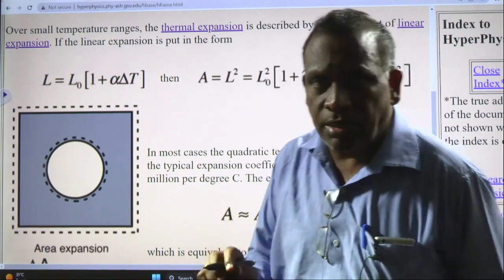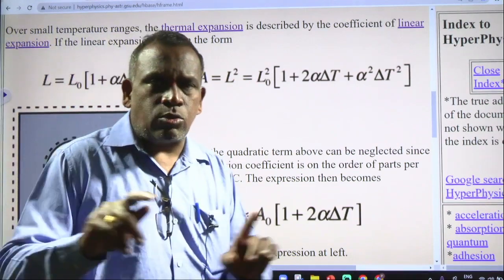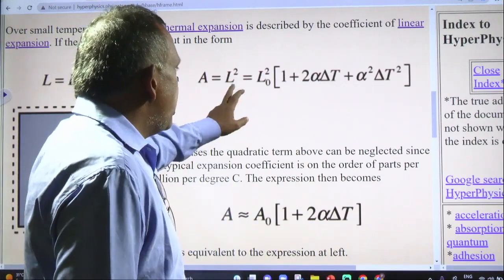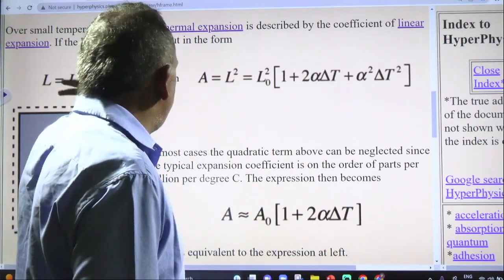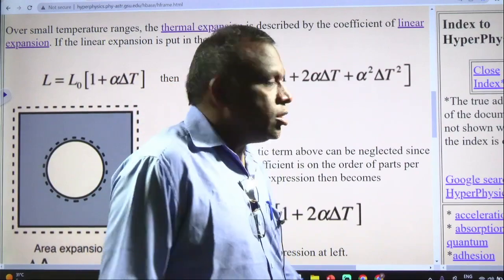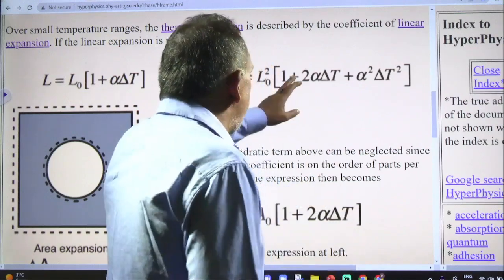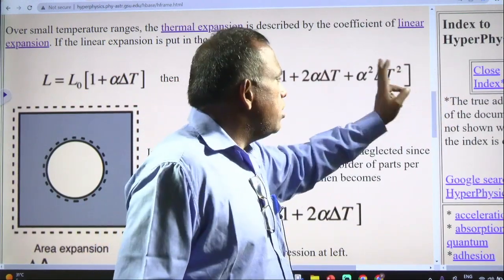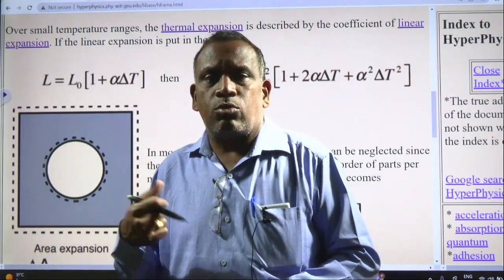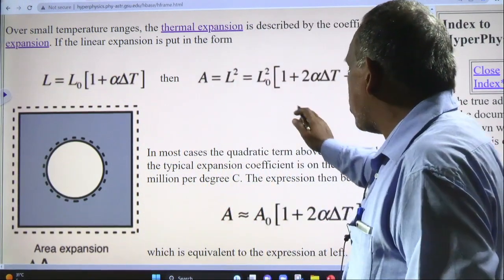Areal expansion becomes, see, if it is a square area, the area is side into side, side square, L square here if you take. L square is nothing but, if you apply the square of this, L naught square into 1 plus alpha delta T whole square. So 1 plus a whole square, a square plus 2ab plus b square. If you apply that, 1 plus 2 alpha delta T plus alpha square delta T square will come. Alpha itself is a small value, so the alpha square value can be neglected.